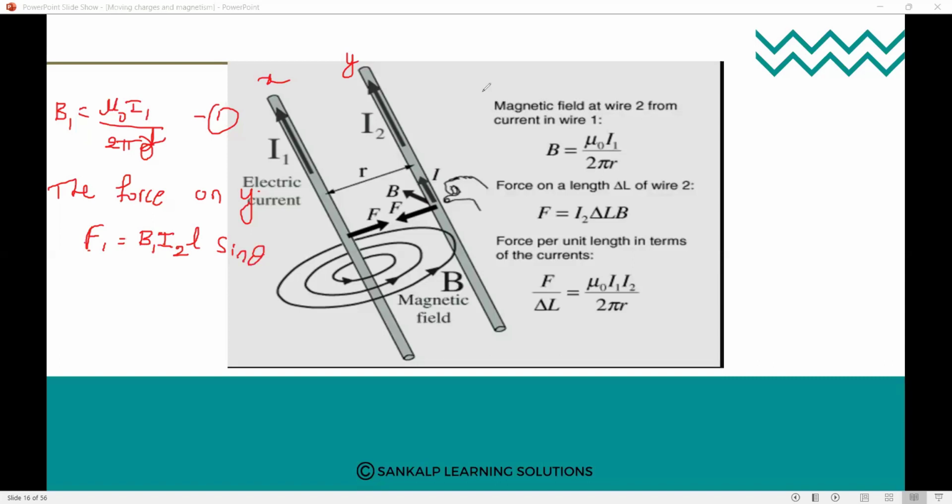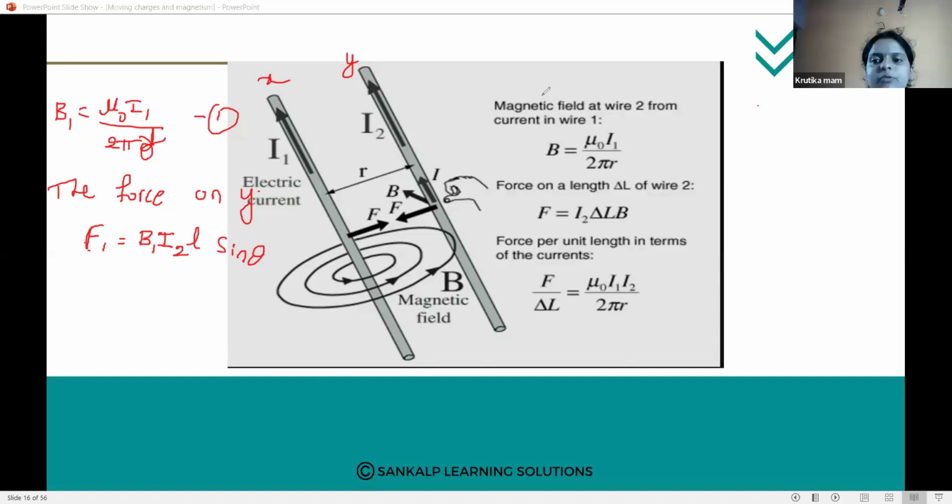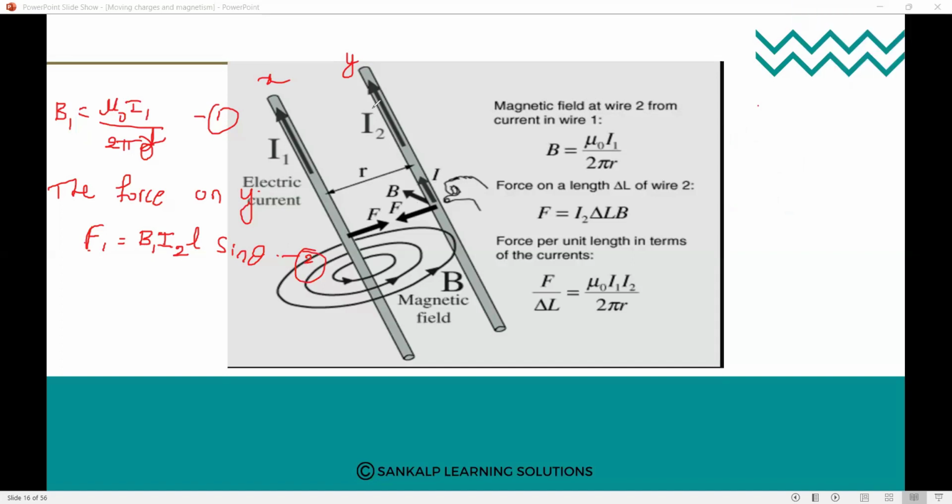How does this come? You have already studied the expression for the magnetic force experienced by a conductor, which is BIL sin theta, as I told you. If it is a charge, we write this force as QVB sin theta. As it is a conductor, we write it as BIL sin theta. Therefore, due to the conductor, the expression is F1 is equal to B1 I2 L sin theta. You can name this as equation 2.